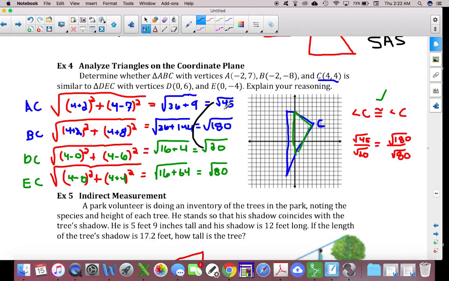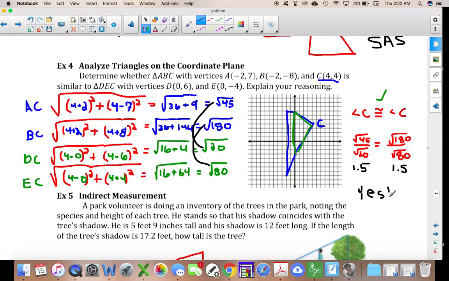Now, that's important. Don't try to put the square root of 45 over 180. Well, I guess you could too. It would work out that way too. But the square root of 45 I put over 20, and the square root of 180 I put over 80. And on each one of those, if you divide it out, you get 1.5. So by side angle side, those sides are proportionate. The angles are the same. So yes, they are congruent. Or not congruent. They are similar.